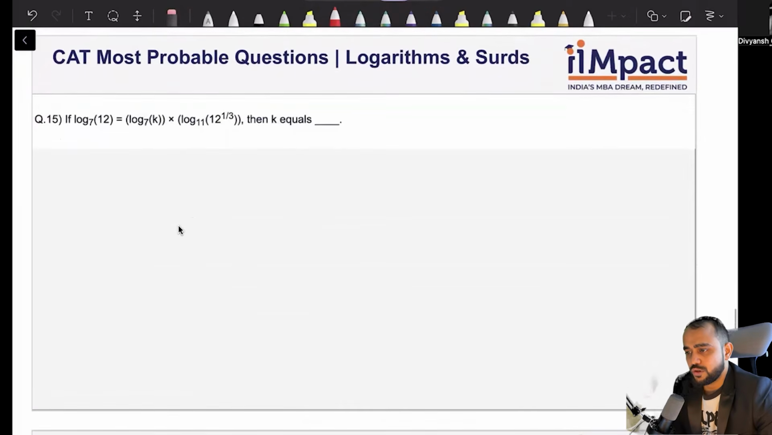All right, moving on. Question number 15. Again, I have 12 7 here. I have to find the value of k. The best way would be to just write it in separated format.